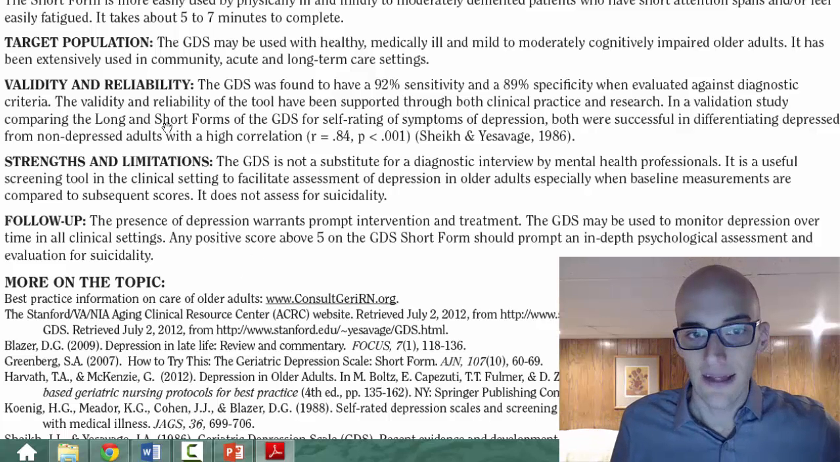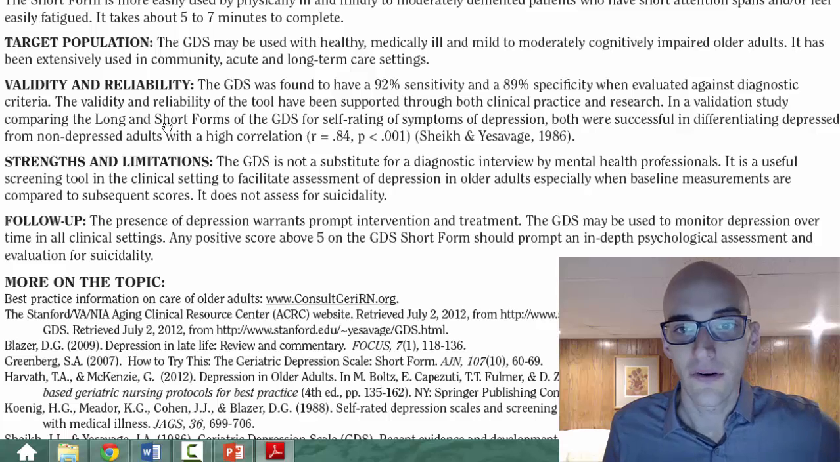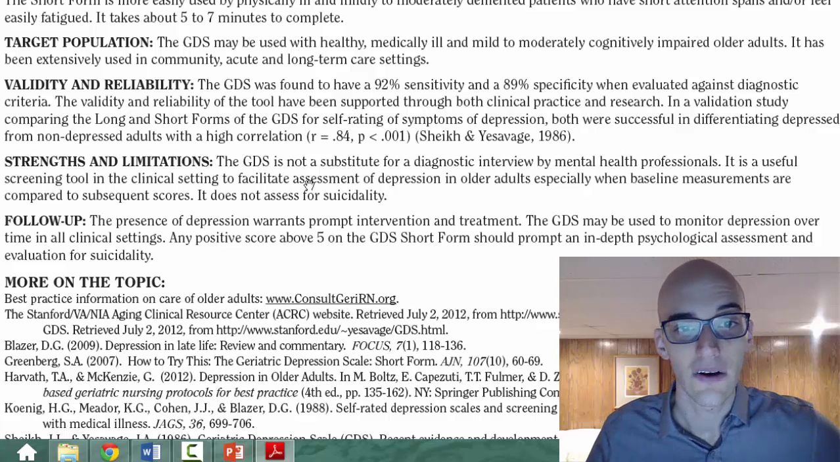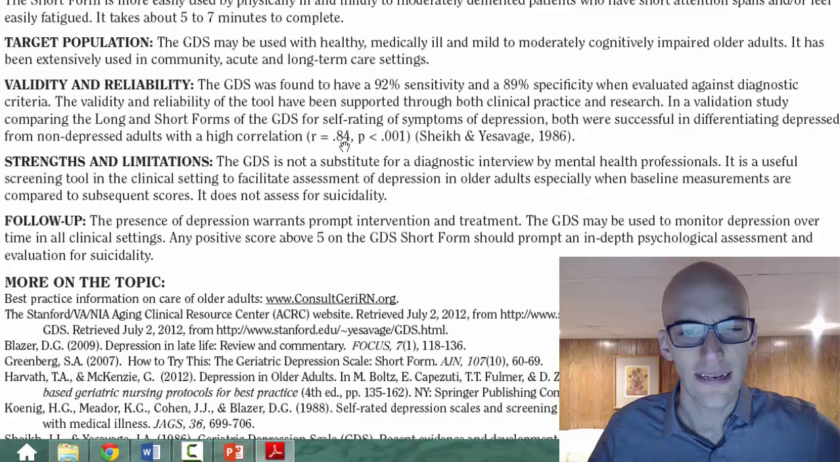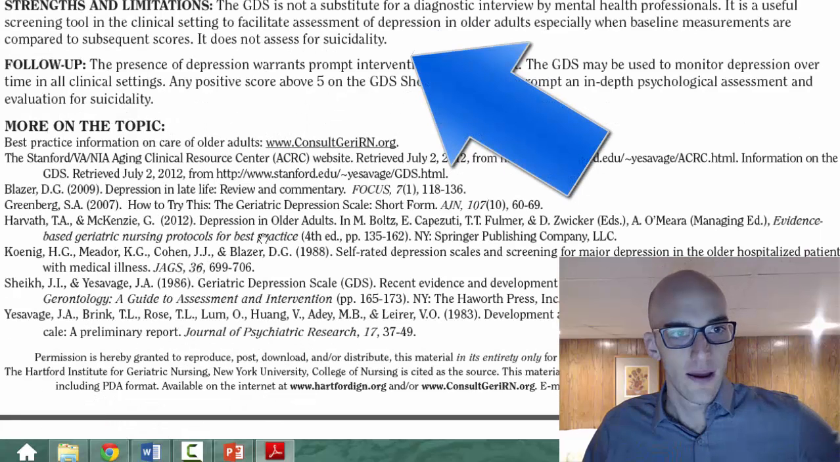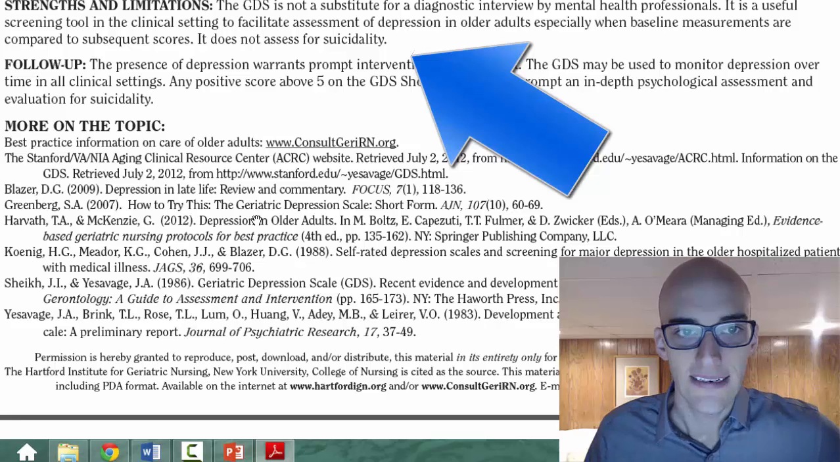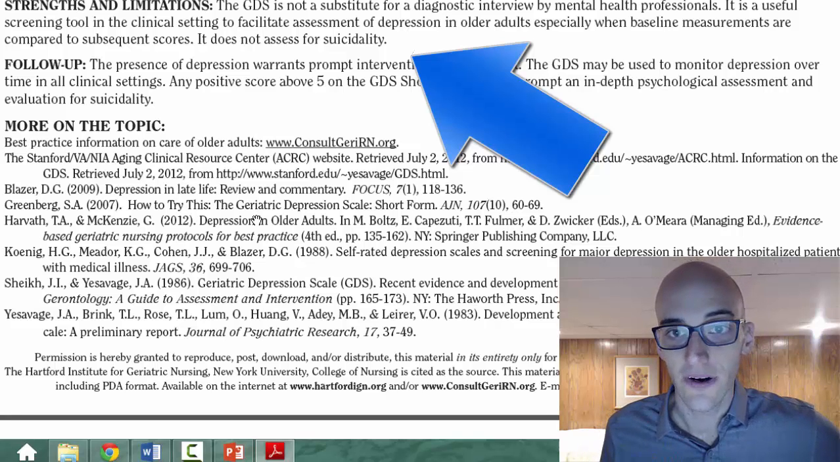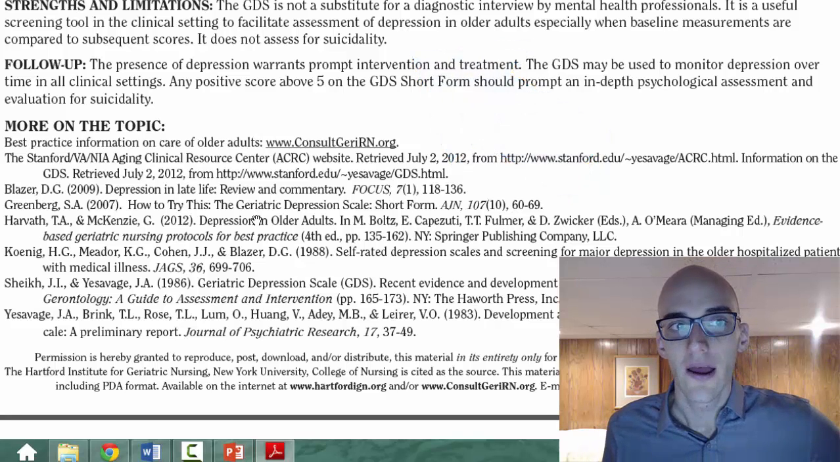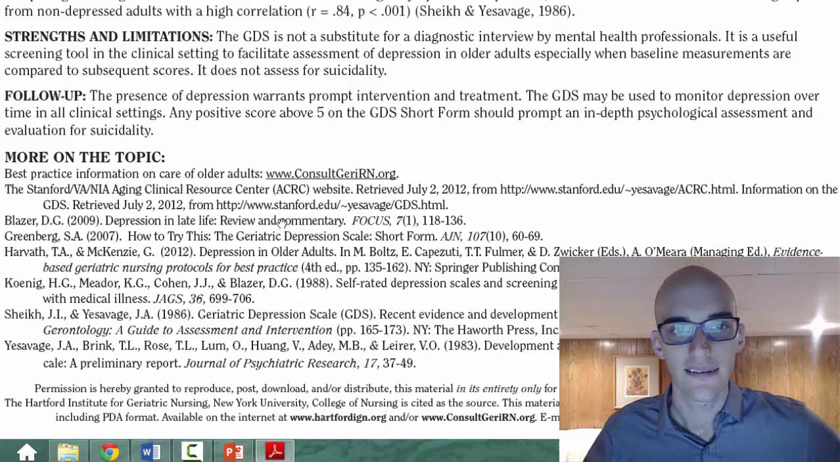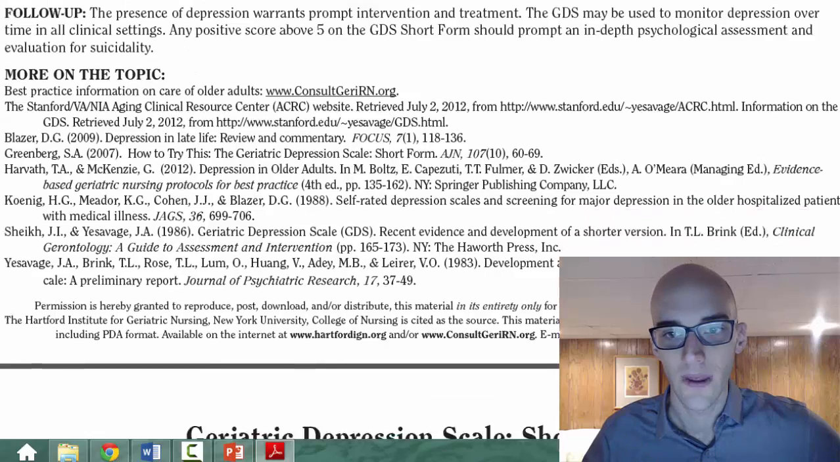So the validity and the reliability of the tool have been supported through clinical practice and research. They've compared it to the long and short form of the GDS, and it looks like there's about an 84% overlap. You can see the correlation coefficient is 0.84. And you can just see the strengths and limitations: the GDS is not a substitute for diagnostic interview, but it's a good starting point. So it's kind of like a screening tool for depression, and it doesn't assess for suicidality.